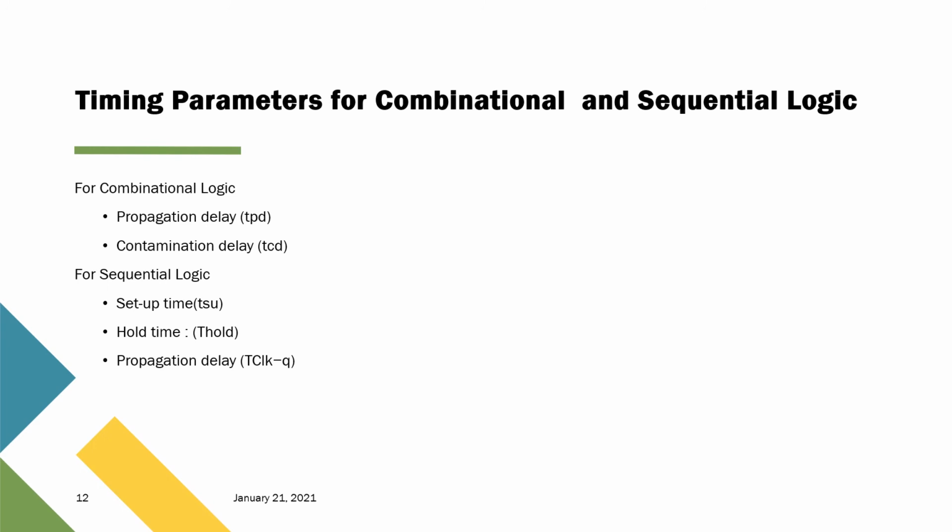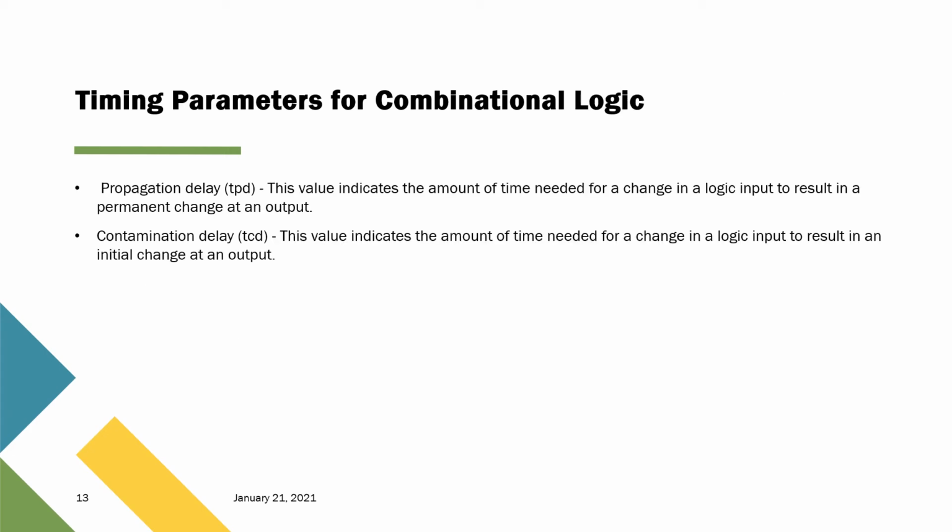The timing parameters for combinational and sequential logic are given below. For a combinational logic, we have propagation delay and contamination delay. For sequential circuits, the timing parameters are setup time, hold time, and propagation delay. The propagation delay is the time taken by the input to travel from the input terminal to the output terminal of a gate. Contamination delay is the value that indicates the amount of time needed for a change in a logic input to result in an initial change at an output.